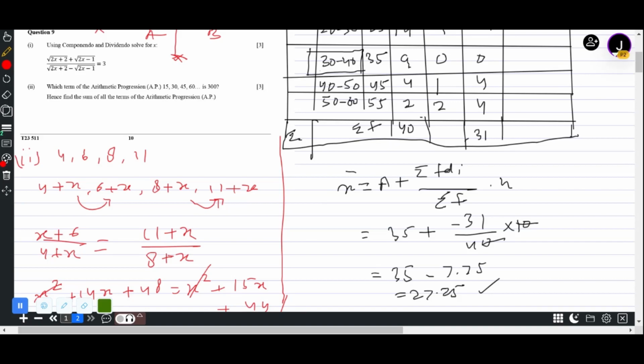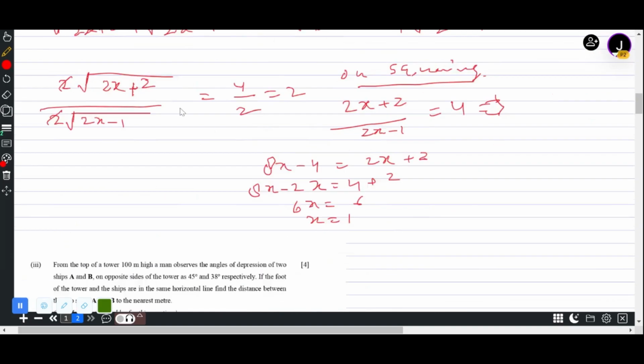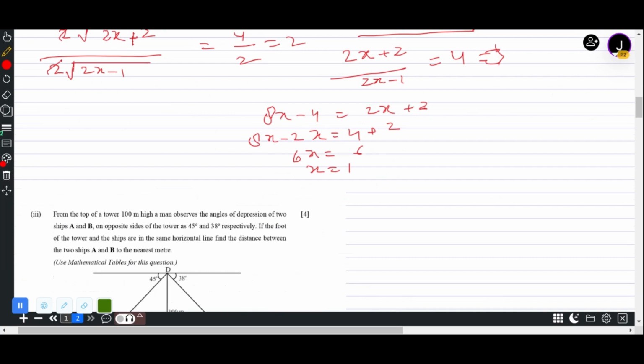Now we'll do cross multiplication, right? That is 4 into 2x minus 1, 8x minus 4 is equal to 2x plus 2. Now this 2x we will bring to this side, so it will become 8x minus 2x is equal to 4 plus 2, or 6x is equal to 6, so x is equal to 1. So we'll cross check this answer, this is correct.